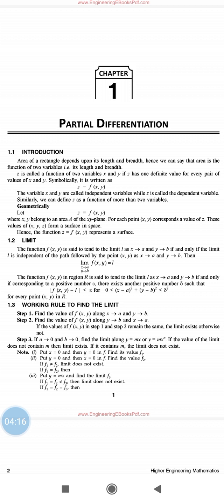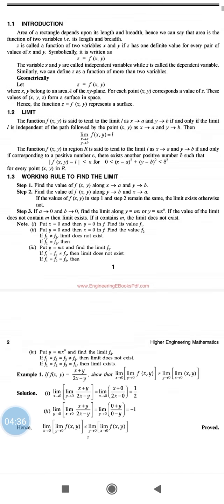Step 3, if A tending to 0 and B tending to 0, then find the limit along y equal to mx or y equal to mx power n. If the value of the limit does not contain m, then the limit exists. If it contains m, then the limit does not exist. We will move on to one problem.